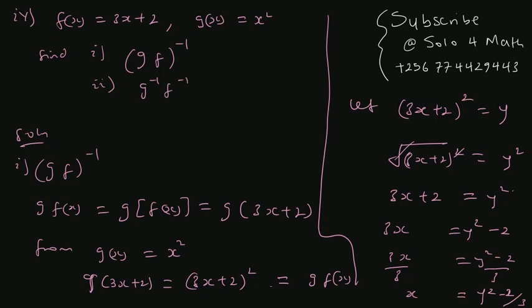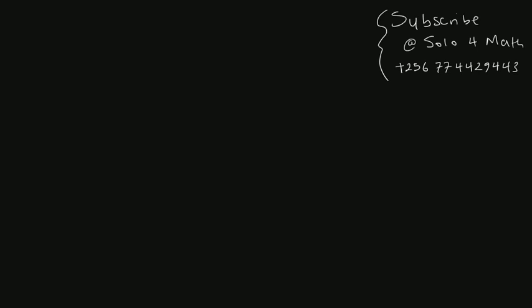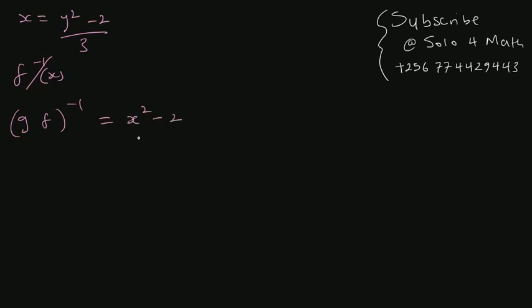Alright, so what is our inverse? Remember we've got our x as (square root of y minus 2) over 3. So our inverse, (gf)⁻¹, is equal to, where there is y we put x, so this will be (square root of x minus 2) over 3.